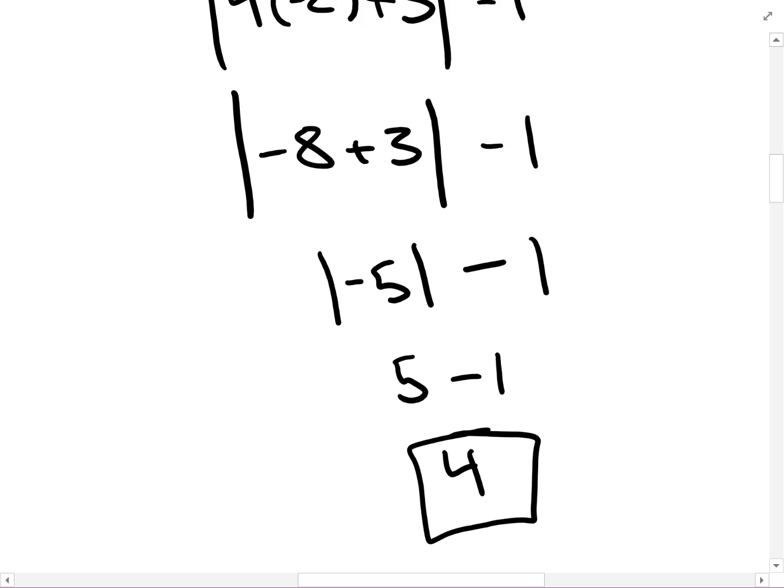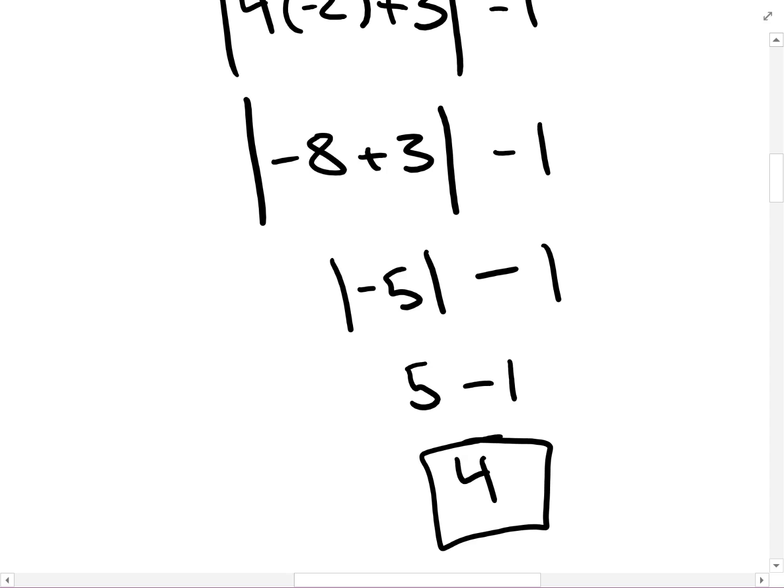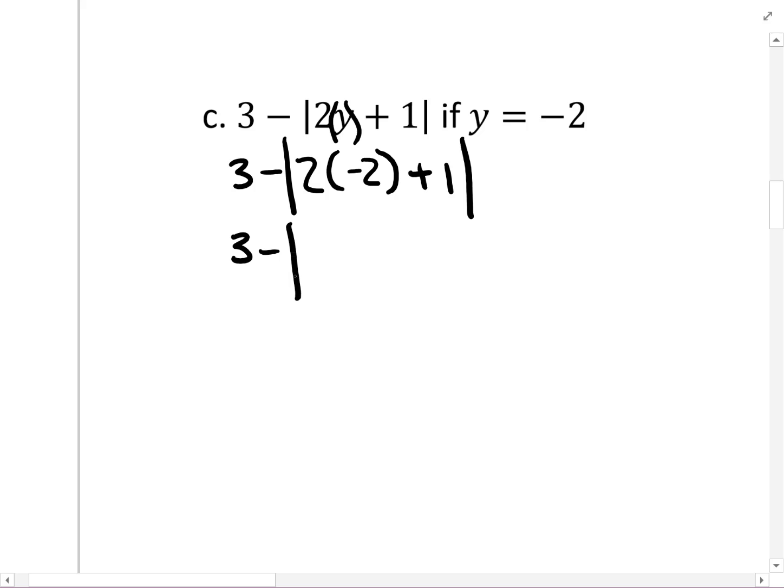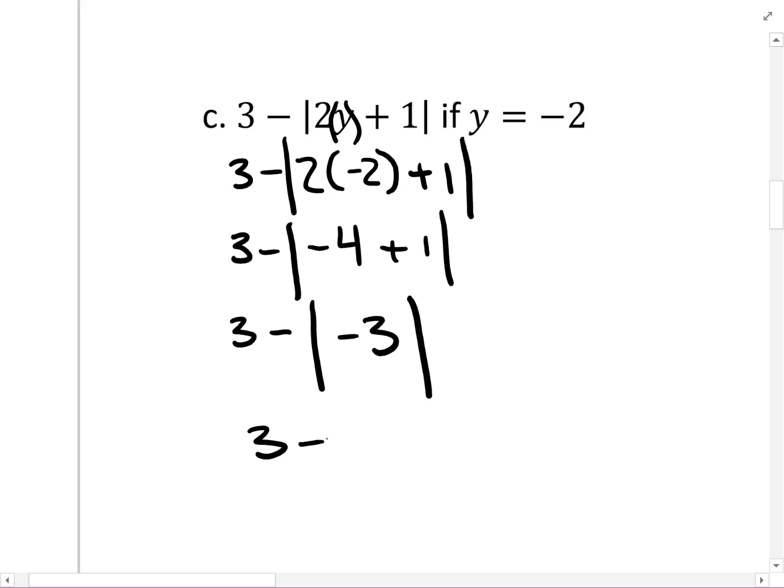Final answer. It might be a good idea to pause while you do problem C on your own, just to make sure it's making sense. Let's plug in -2 for y. 3 minus absolute value of 2 times -2 plus 1. 2 times -2 is -4. Bring down the 3. -4 plus 1 is -3. And the absolute value of a negative is a positive. So we have 3 minus 3 is 0.